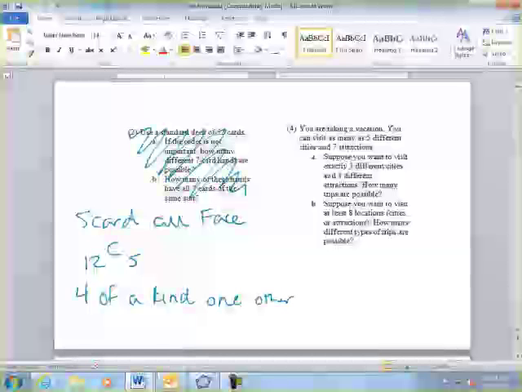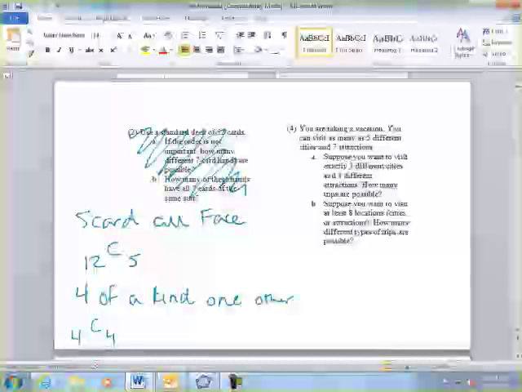So the first thing I need to do is pick, within a kind, how many are there? So within one kind, let's say my kind is kings. How many kings are there? 4 of them. And how many am I picking of those kings? All 4 of them, so I get 4 of that kind. So of the 4 kings, I want 4 of them.